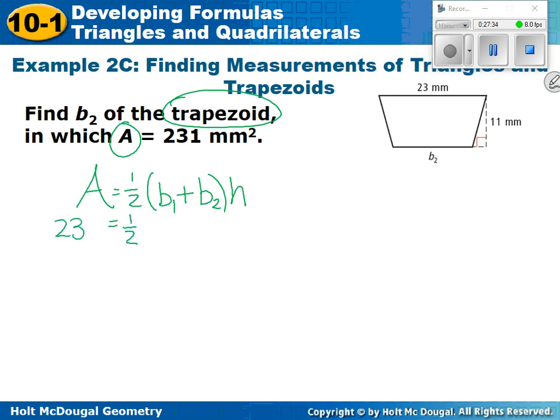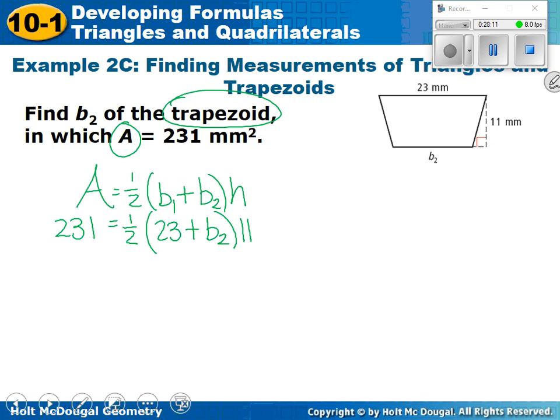Area is 231. Do we know base 1? Yes, it's 23. We don't know base 2. And the height in the picture is what? 11. Okay, there's a lot of different ways you could work it from here. Somebody tell me what you chose to do first. Okay, I heard two different things just now. One person said distribute and another person said divide by 11. Both ways would work. Just be careful if you choose to distribute that you're only distributing to what's in the parentheses. You do not take half of 11, only half of the 23 in the B2.